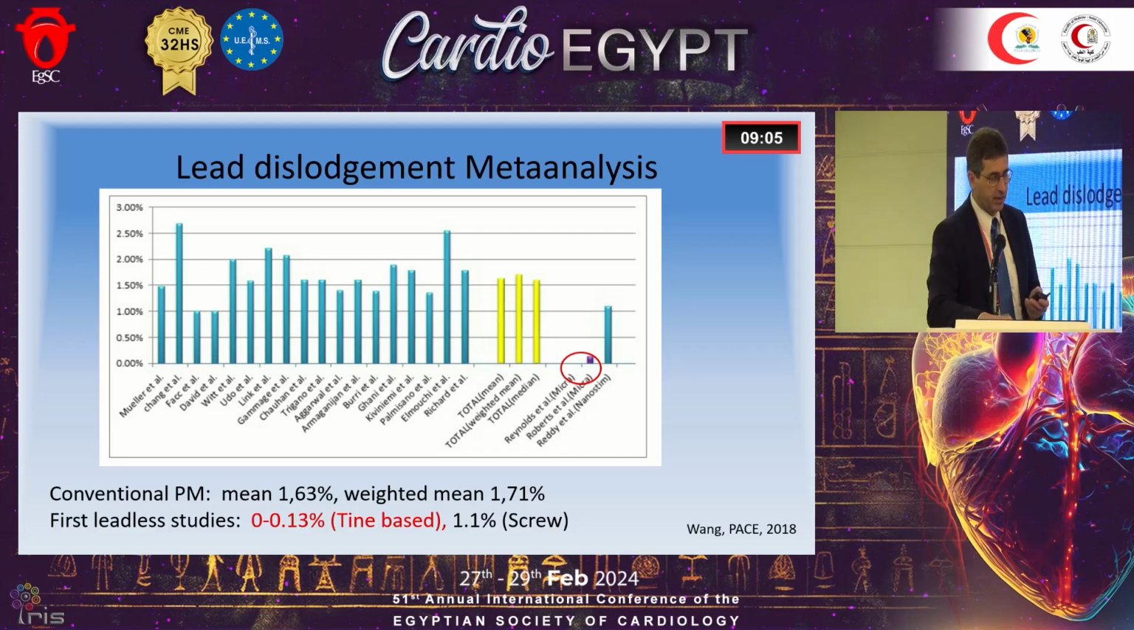One is with the micro pacemaker, with the tine fixation. There the dislodgement rate is extremely low. And with the screw-in mechanism, the dislodgement rate was in the range of 1%.